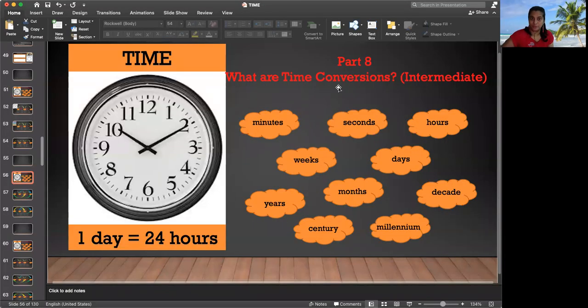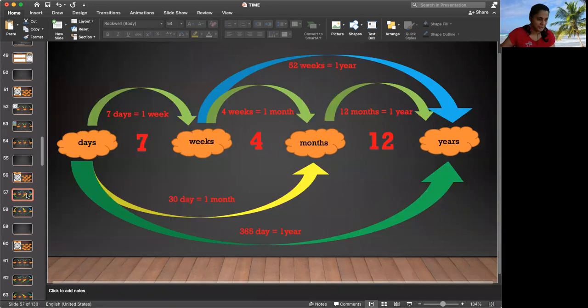This is teacher Brenda here, and today we will look into part 8 of the topic time, and we are going to explore time conversions at the intermediate level, which means that it's a little bit more than what you have learned in the previous session. So again, these units that you see on the screen are the units of time, and each of them has a connection with one another. Today's lesson, we will explore how the days are connected to the months.